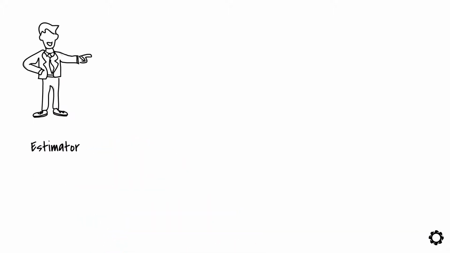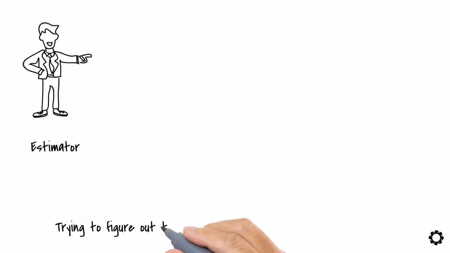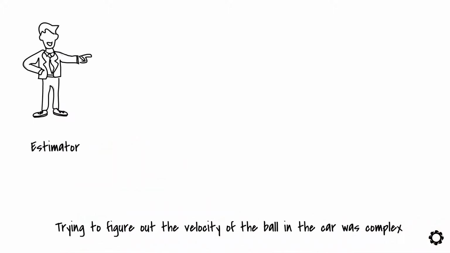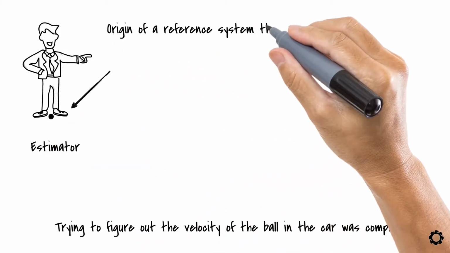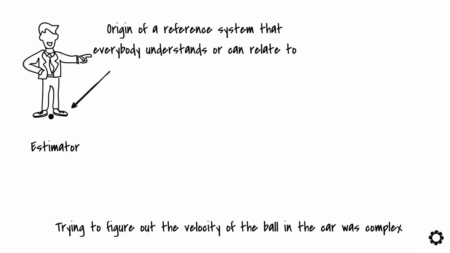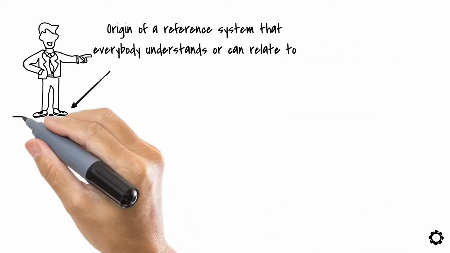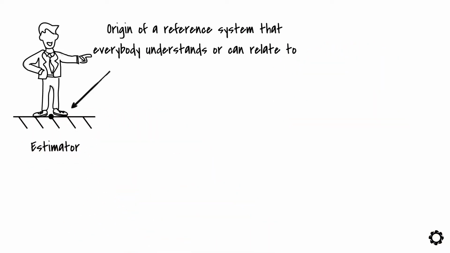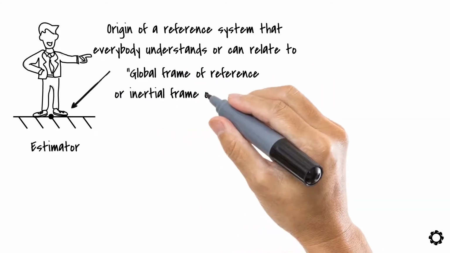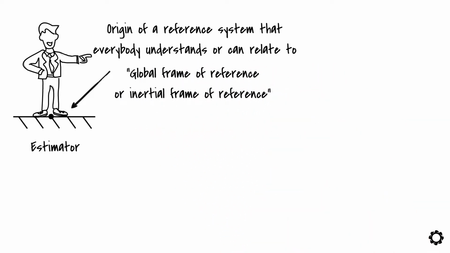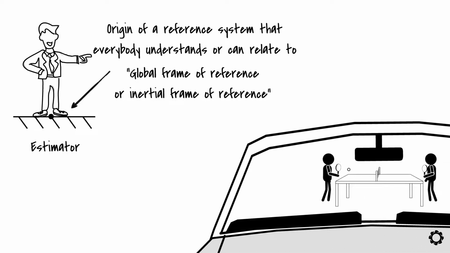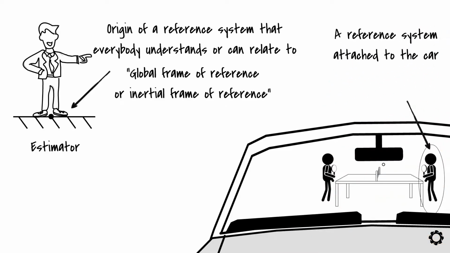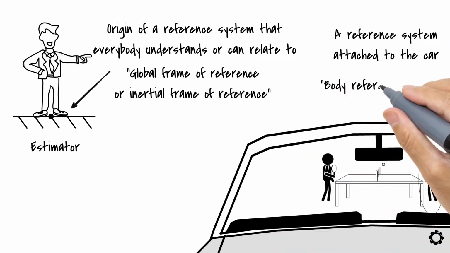You, the estimator, understood that trying to figure out the velocity of the ball in the car was complex. You said that where you were standing was the origin of a reference system that everybody understands or can relate to. In this case, as you are standing on the ground, we will call this the global frame of reference or inertial frame of reference. Then you suspected that it would be easier to know the velocity of the ball if you asked that from the passenger. You have just created a reference system attached to the car. We will call this the body reference system.